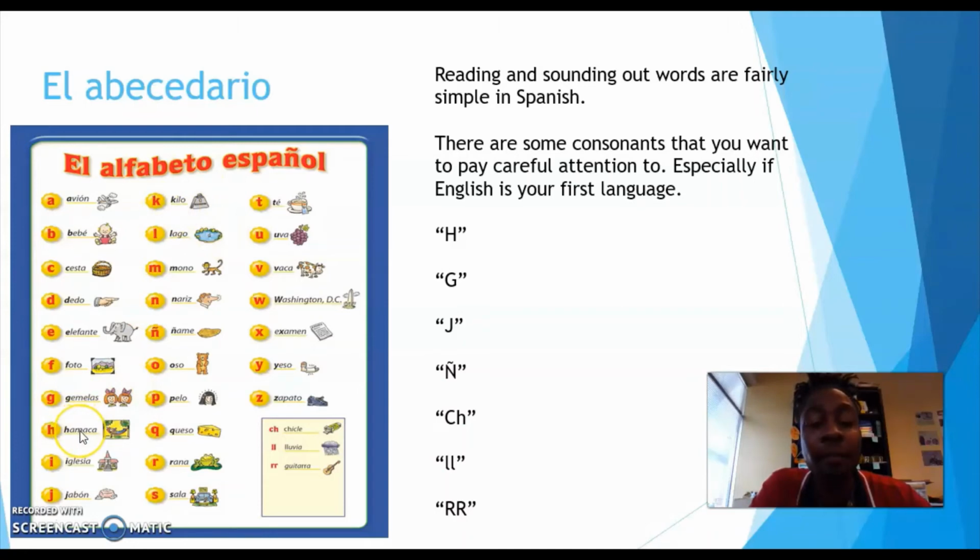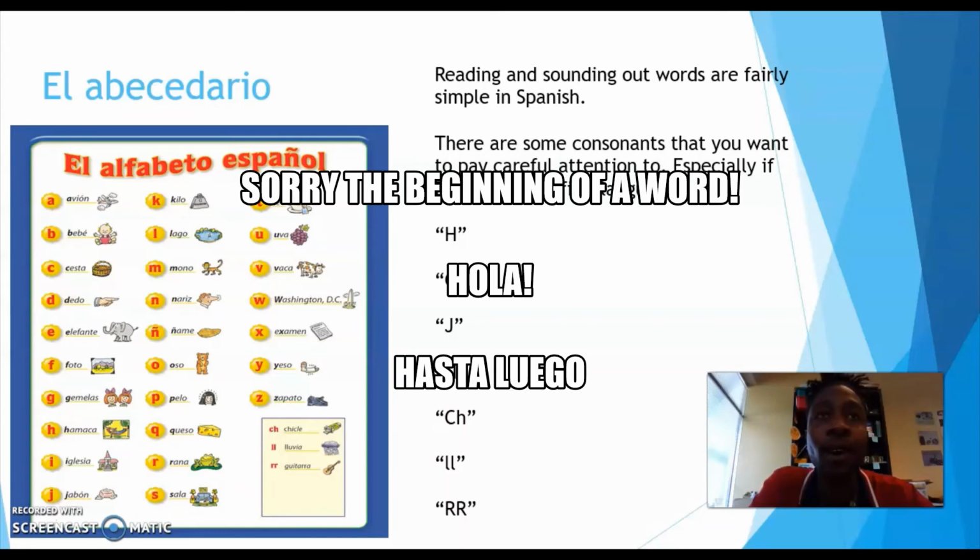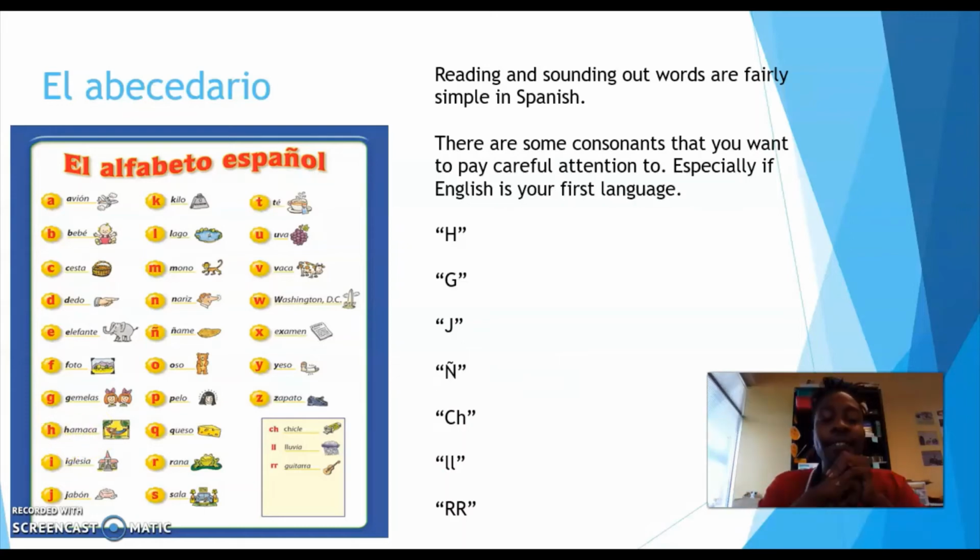Good. Our letter H is a tricky one. At the beginning of a word, an H is silent. We hear the letter H very often in words like hola or habitación. Here in our example, we have the word not hammock, it's hamaca, hamaca. This H is completely silent at the beginning of our word. Hasta luego, see you later, also has that silent H. So let's go ahead and make it down to our J.